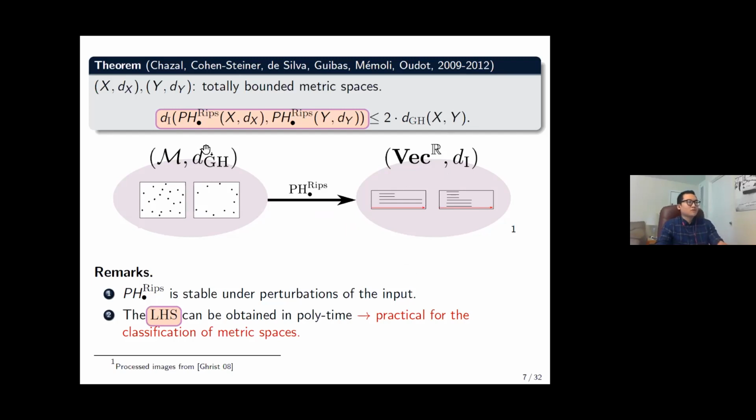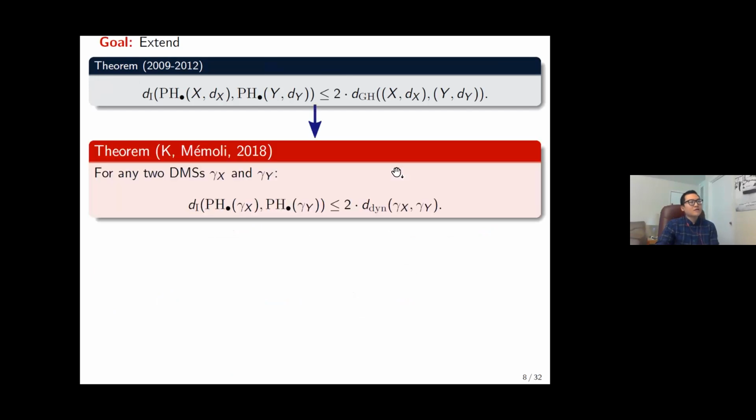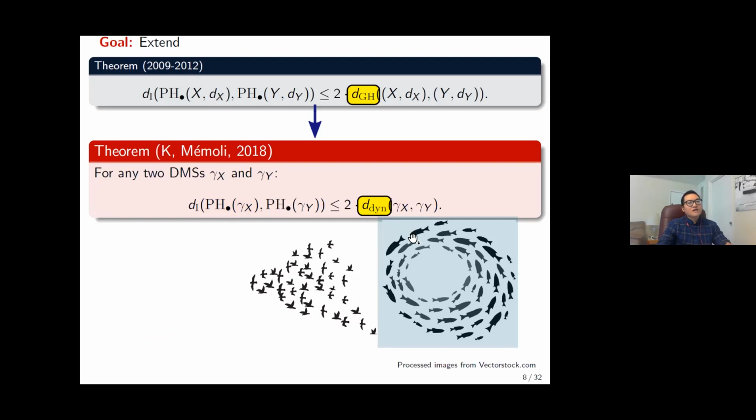Therefore, we often make use of integrating distance and persistent homology to classify data sets given as metric spaces in applications. So the goal of my talk is to extend this stability theorem to the dynamic setting. What we are going to do is define the notion of a dynamic metric space, a mathematical model for collective behaviors. Then we are going to define the spatiotemporal persistent homology of a dynamic metric space, which is a multi-parameter persistent homology. And we are going to define a metric on the collection of dynamic metric spaces, which is a generalization of the Gromov-Hausdorff distance.